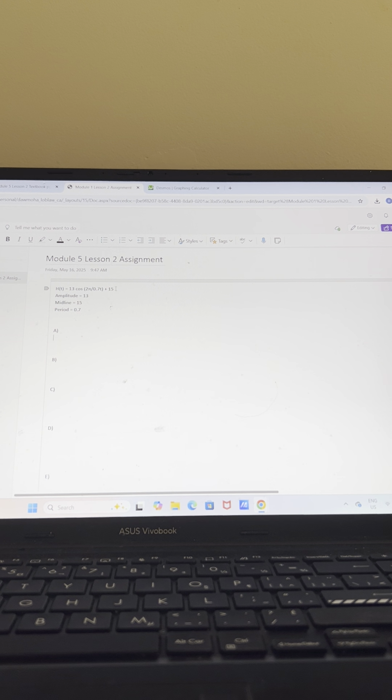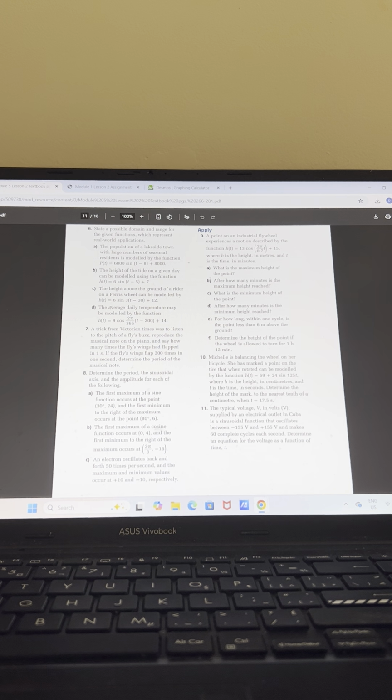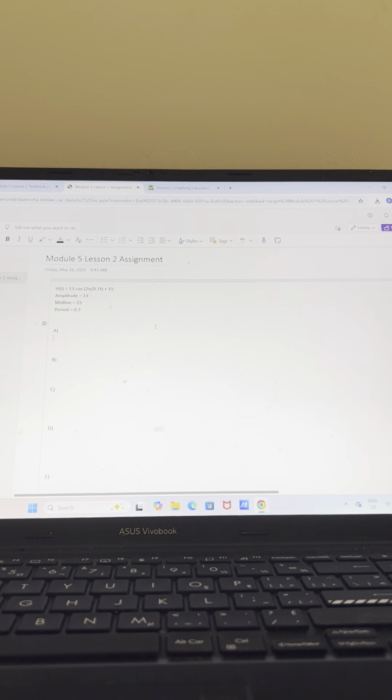Here is our function, and we can find that our amplitude is 13, our midline is 15, and our period is 2 pi over b, so 2 pi divided by 2 pi over 0.7. The 2 pi's are going to cancel out, so our period is 0.7. So let's get started with A, the maximum height of the point.